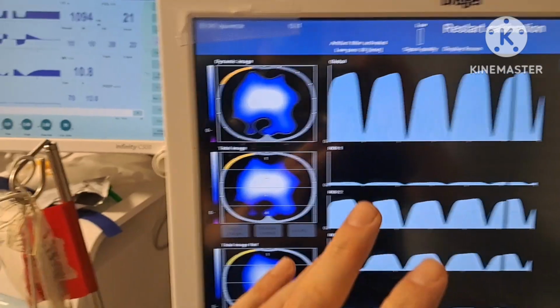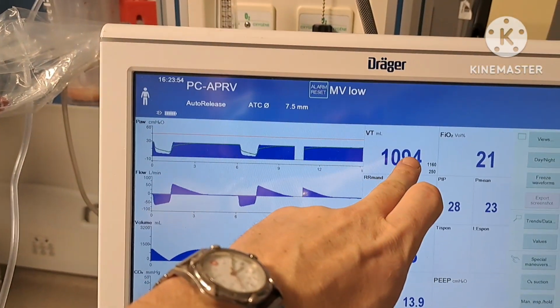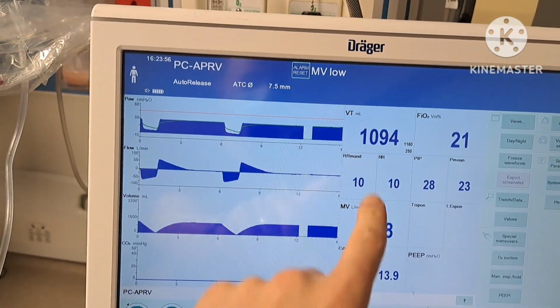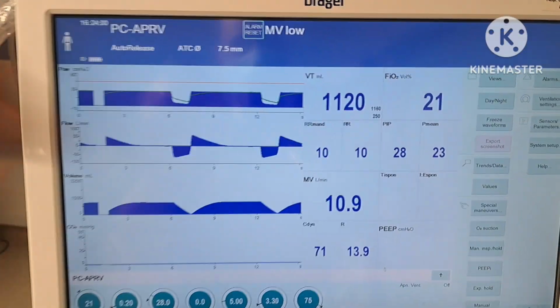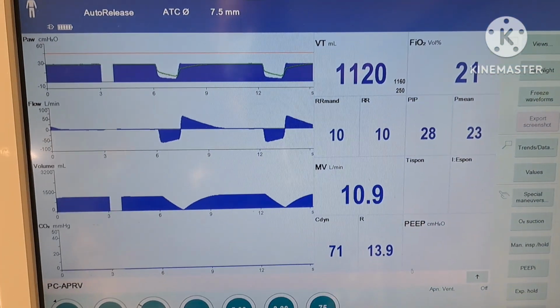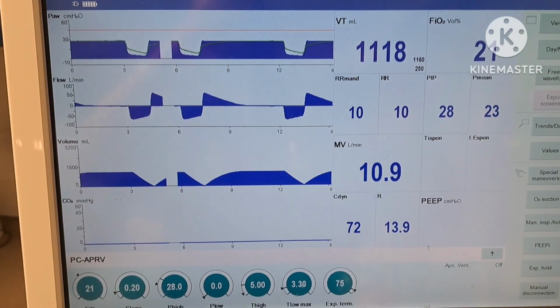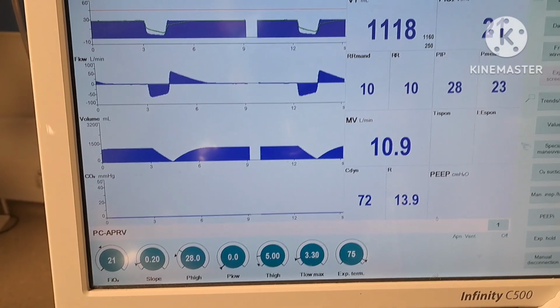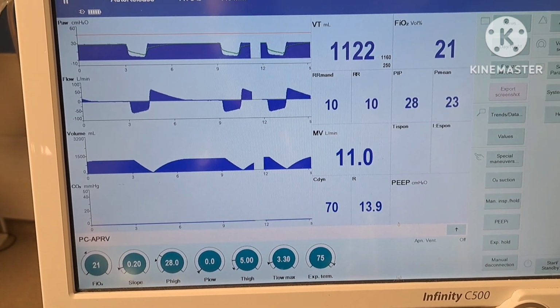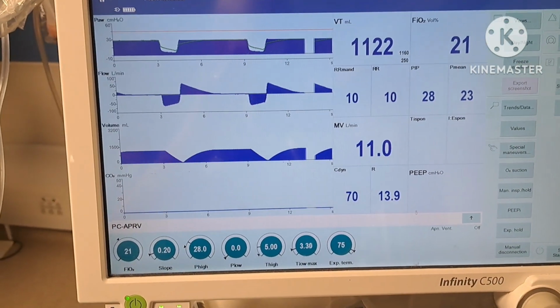Now what we're going to do now is start to deal with post-recruitment. We're going to start sneaking down the P high, and we're going to want to get this to about 10 mLs per kilogram of ideal body weight, and go there.